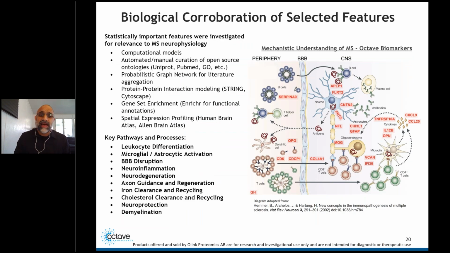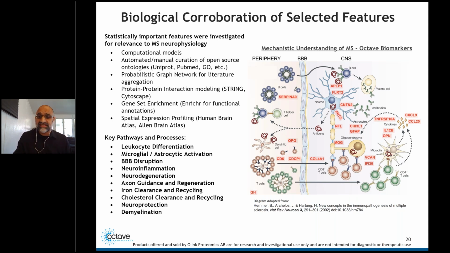And so how did we identify those pathways and cell types? As we went through our biomarker studies, features that were statistically relevant were investigated for their association with MS pathophysiology. We use several methods to do this: computational models, automated and manual curation of open source ontologies. We built a probabilistic graph network to aggregate the findings in the literature. We accessed STRING and Cytoscape for protein-protein interaction modeling, gene set enrichment for functional annotations, and also spatial expression profiling. So this was our process to identify the key pathways and processes associated with these biomarkers that had shown strong statistical relevance to our endpoints.